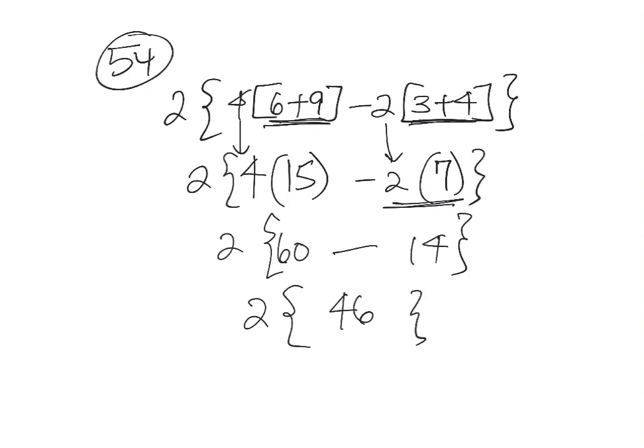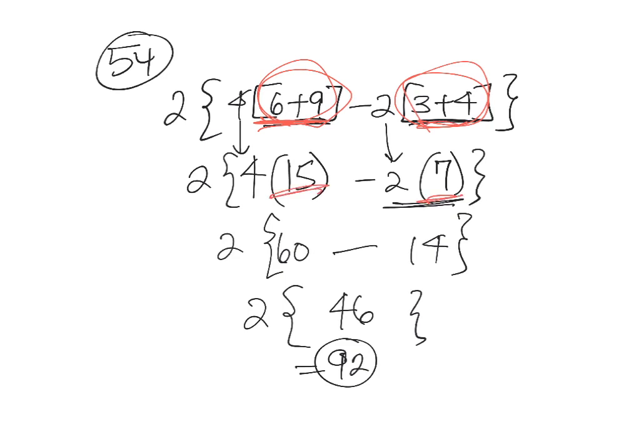So you have 46, 2 times 46, and you have your final answer as 92. So step by step, we take care of what's inside and we work our way step by step. Again, we took care of things with the 6 plus 9 and the 3 plus 4. We can do those independently, of course. They're two different parentheses essentially.